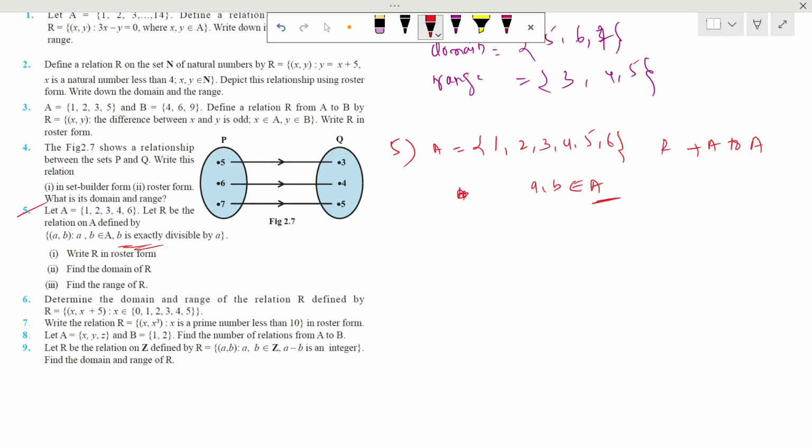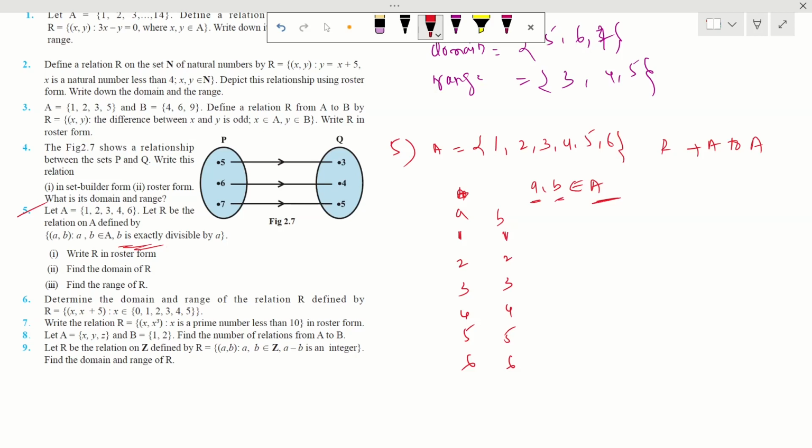So we have to check. A means these elements 1 2 3 4 5 6, and B is also 1 2 3 4 5 6. Now we have to check whether B is exactly divisible by A.